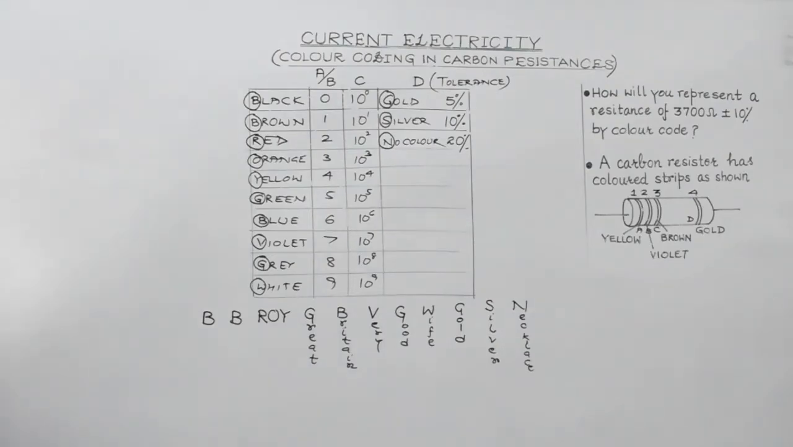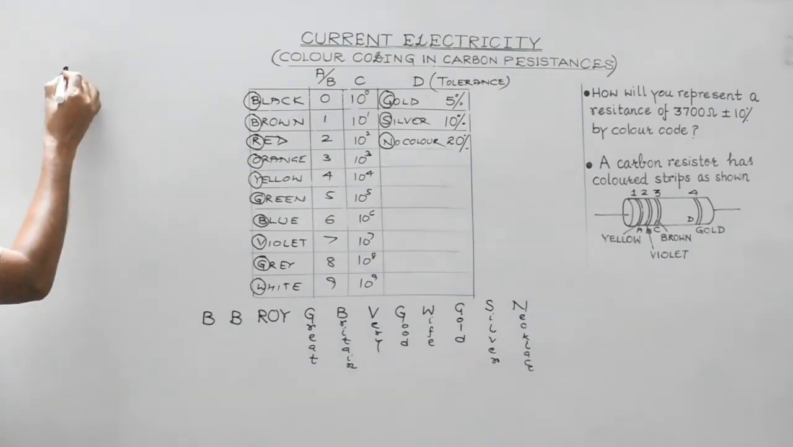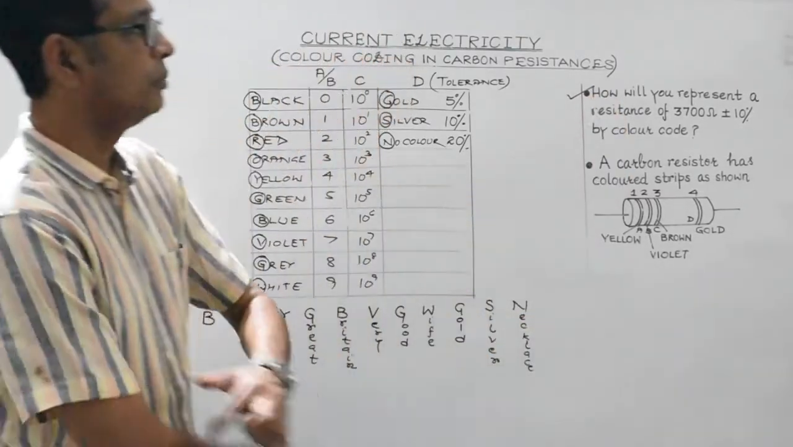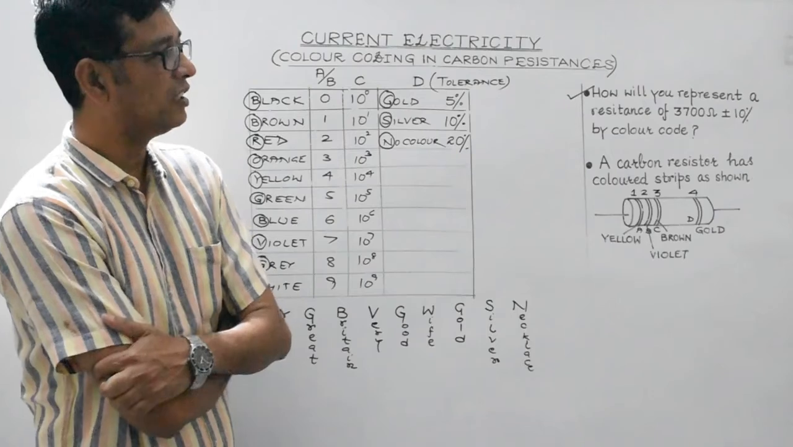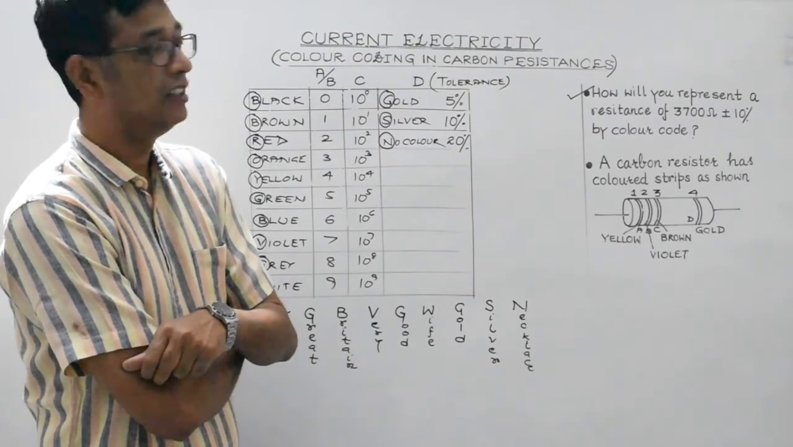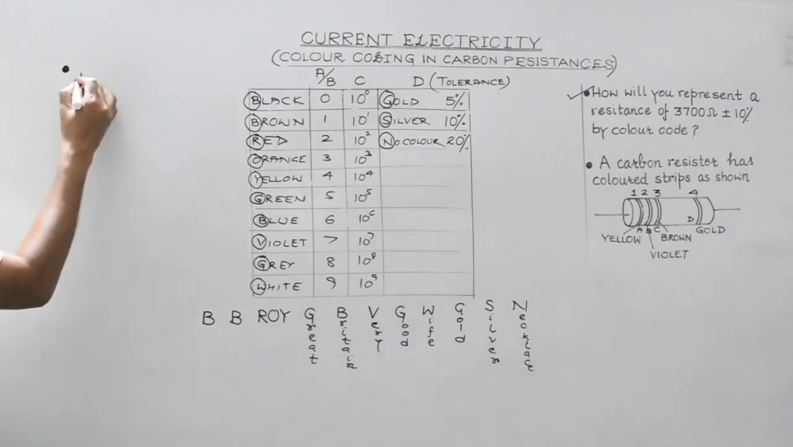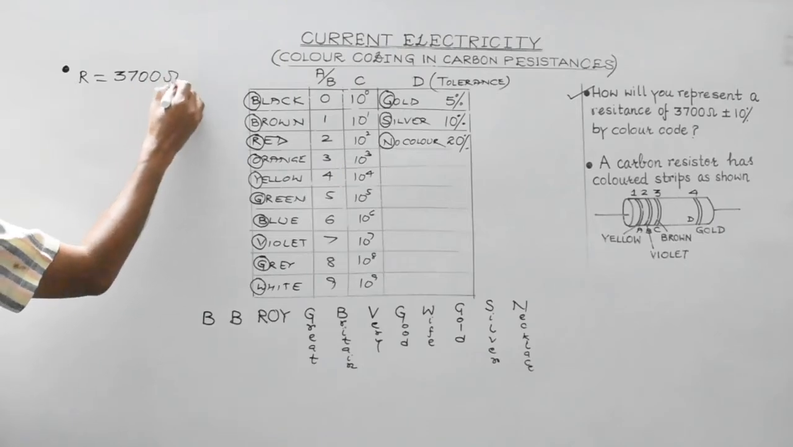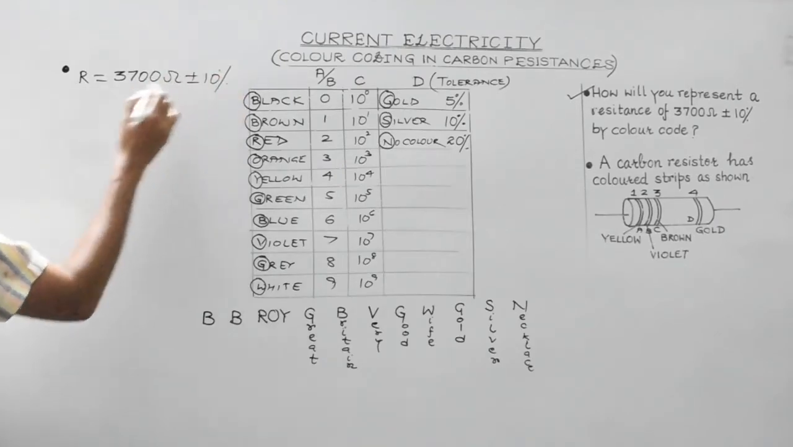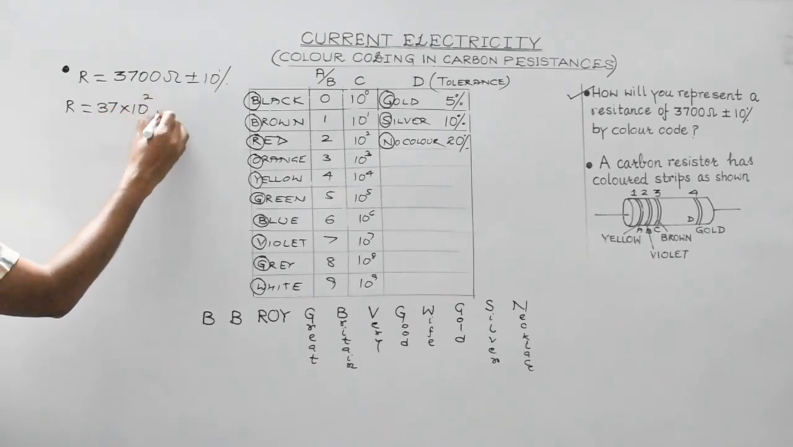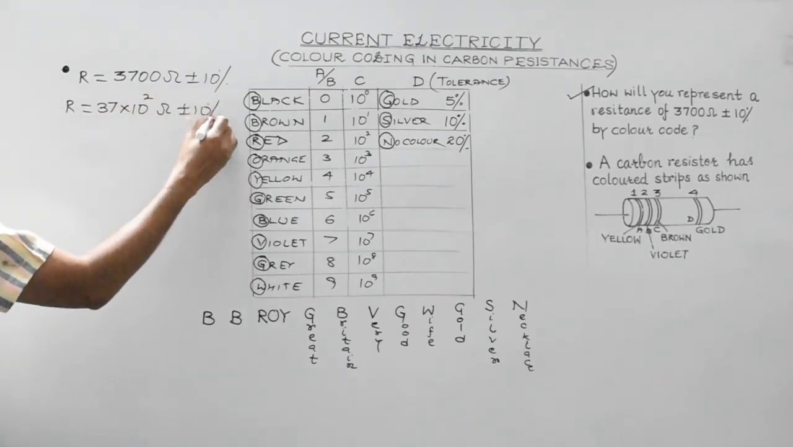Okay. Let's consider the first one. Let's consider this question. How will you represent a resistance of 3700 ohm plus minus 10%? Now look, it can be written as 3700 ohm plus minus 10%. It can be written as 37 into 10 raised to the 2 ohm plus minus 10%.